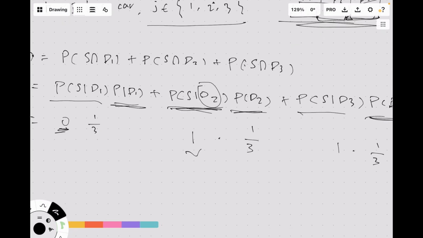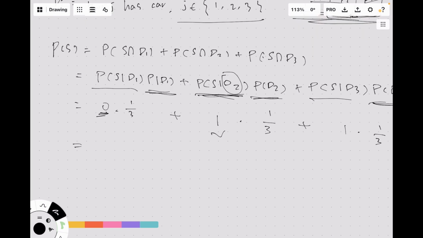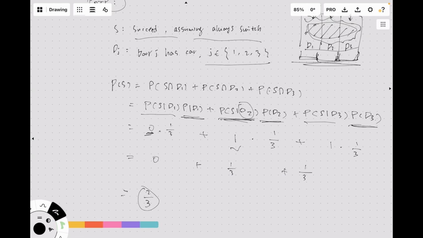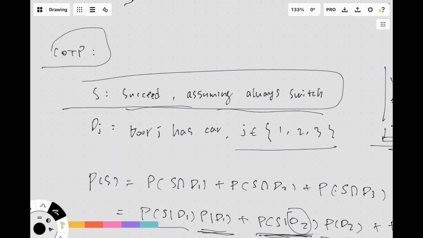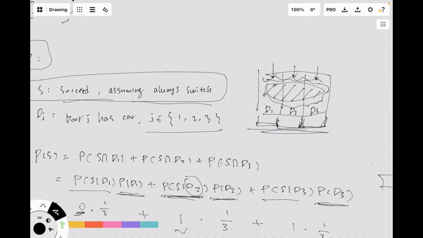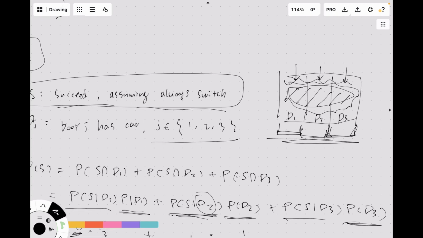So we multiply them together and add them together. The first number is 0, the second number is 1/3, the third number is 1/3. So the final chance is 2 out of 3. A 2/3 chance we succeed, assuming always switch. That makes sense. All the area that's not gray can only represent that we fail, because we can't succeed.